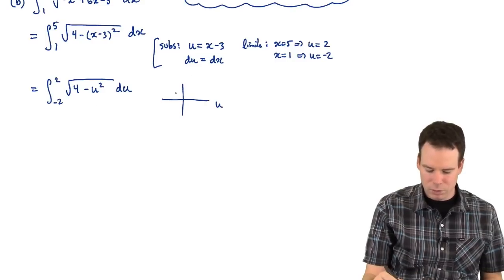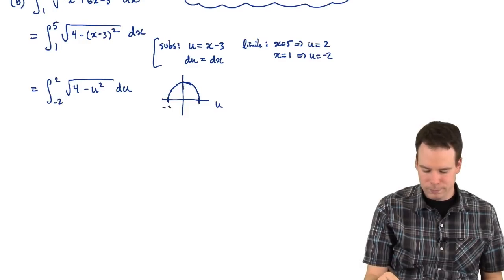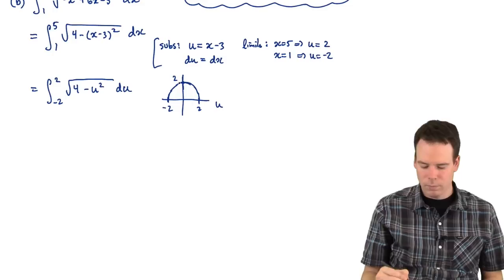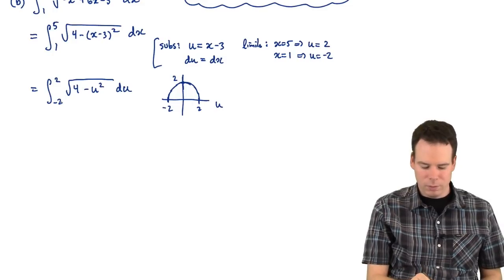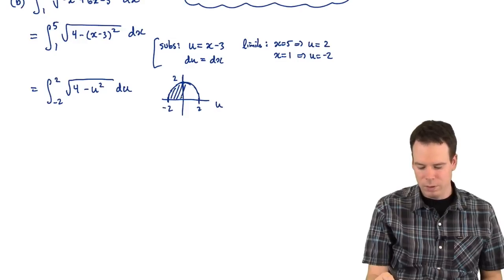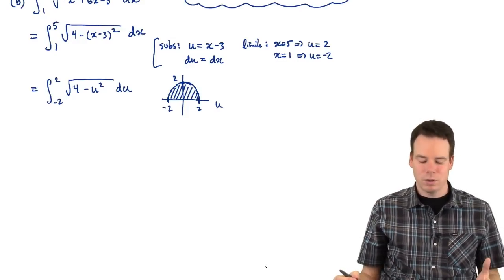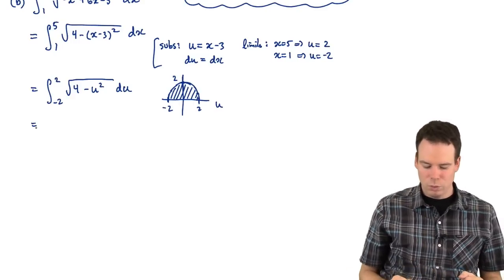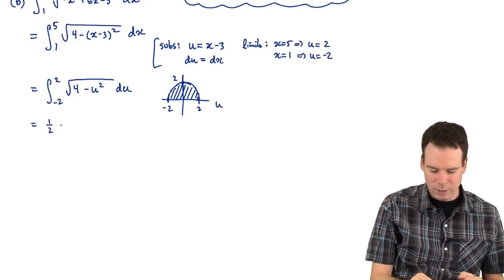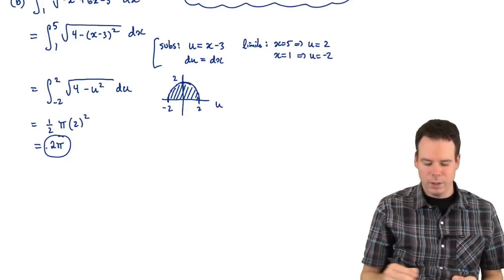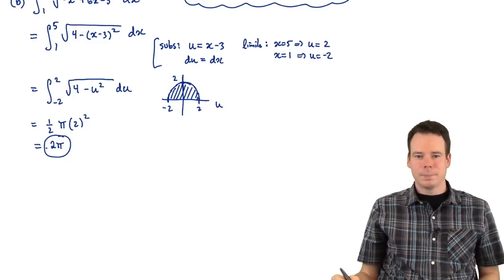Well, square root of 4 minus u squared, that's an upper semicircle of radius 2. And we're trying to integrate that thing from negative 2 to 2. So all we're doing is trying to find the area of this region. That's what that integral represents. So it's the area of half a circle of radius 2. So that's 1/2 the area of a circle of radius 2, pi times 2 squared. Or in other words, the result is 2 pi. And so we're done.